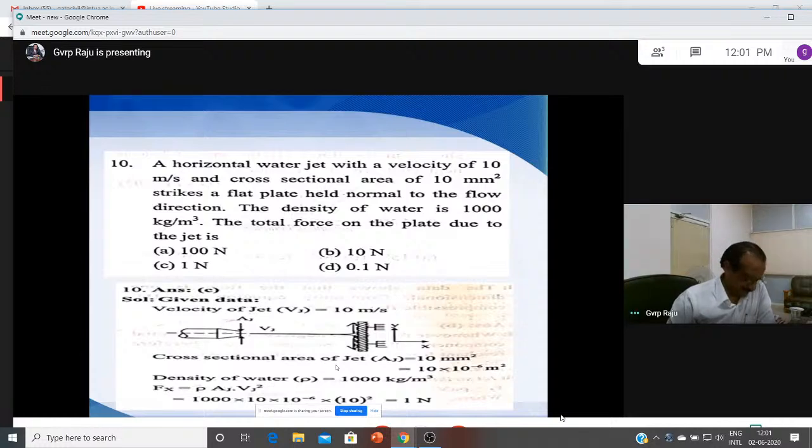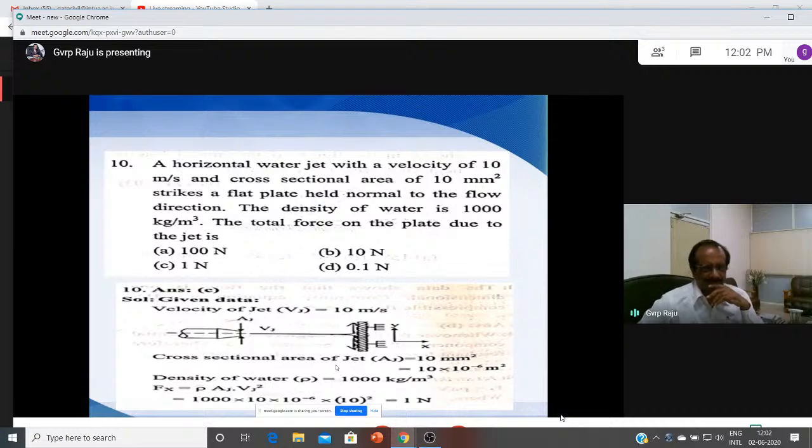Next problem. A horizontal water jet with a velocity of 10 meters per second and a cross-section area of 10 mm square strikes a flat plate held normal to the flow direction. The density of water is 1000 kg per meter cube. The total force on the plate due to the jet is. Simple problem.